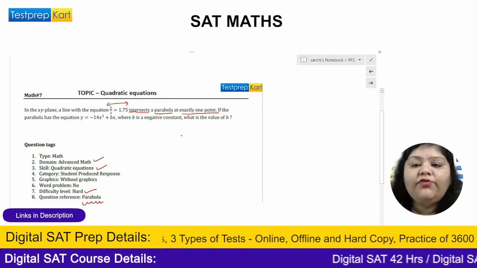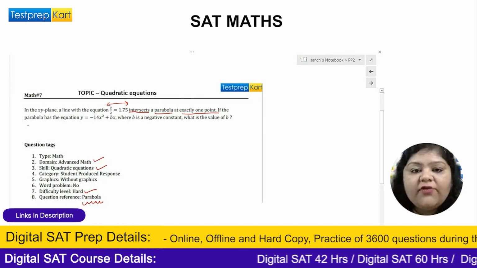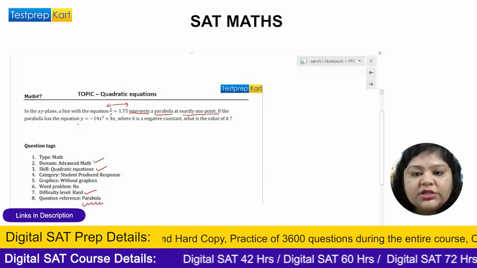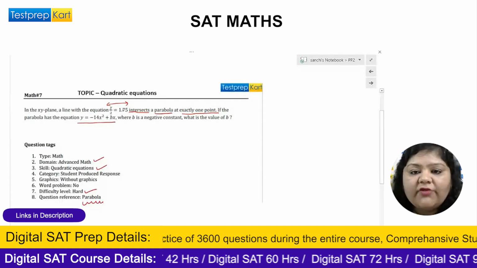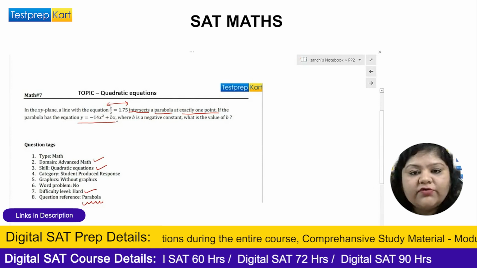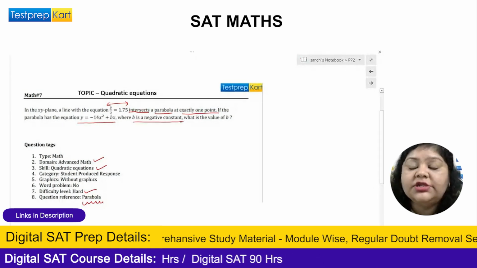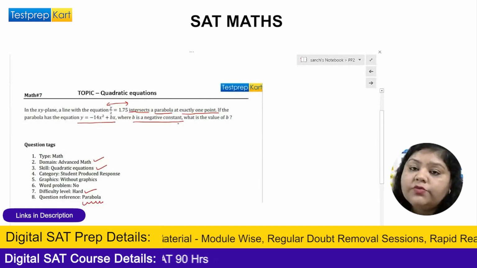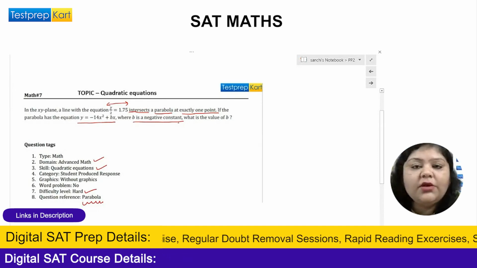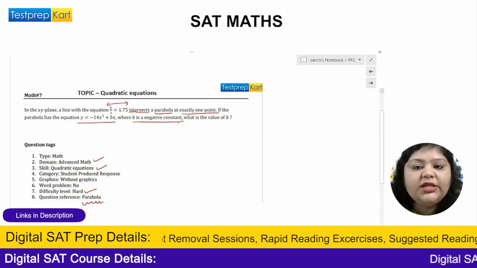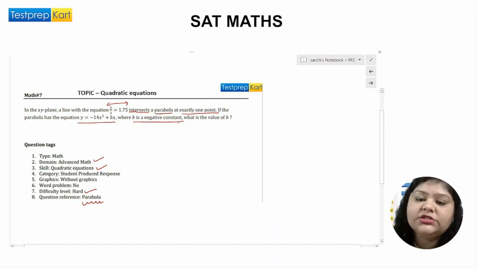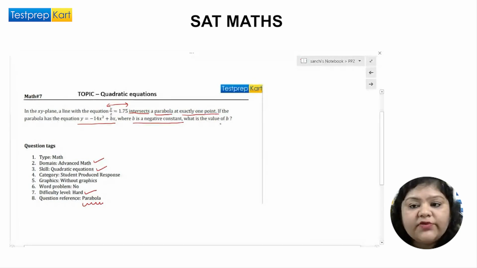See, now further this question is saying the parabola has this equation. Okay, so like the way we have the equation of the line, we have the equation of this parabola as well, where of course b is a negative constant. So they have mentioned the b value should be a negative number. It can be a constant, a real integer, anything, but it has to be a negative constant. Okay, then in such a scenario, what is the value of b?